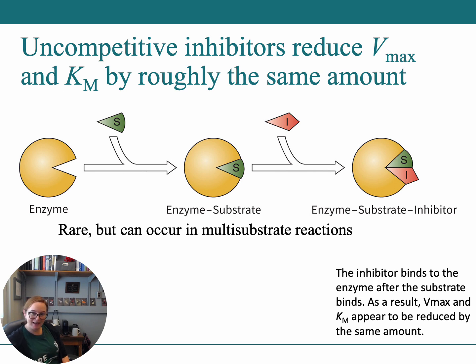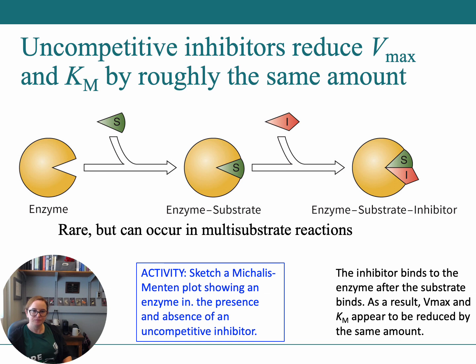So it's affecting the Kcat, okay? The reason that it will also affect the Km is because the loss of functional enzyme-substrate complexes here is going to lower the apparent value of the K2 in this expression. So, like I said, this is kind of rare, but it does occur sometimes. Challenge for you, should you choose to accept it. Sketch a Michaelis-Menten plot showing an enzyme in the presence and absence of an uncompetitive inhibitor. Okay, so knowing that your Vmax and Km are going to be affected, how will that look?